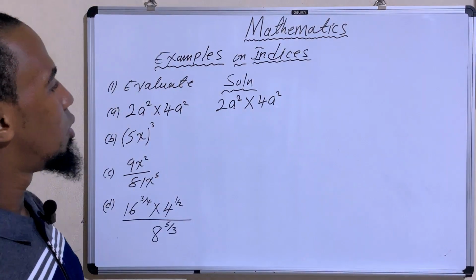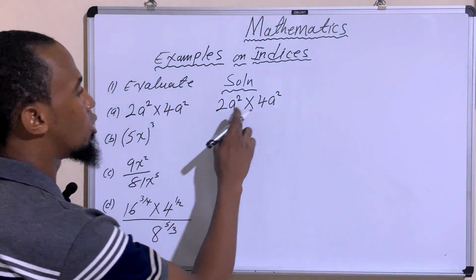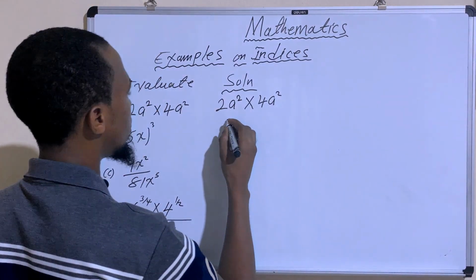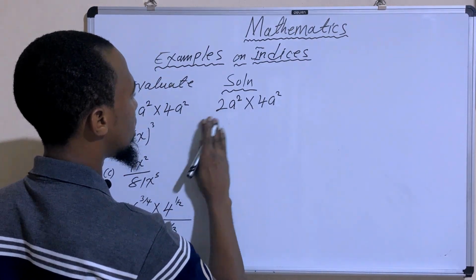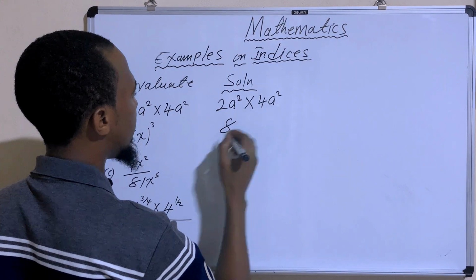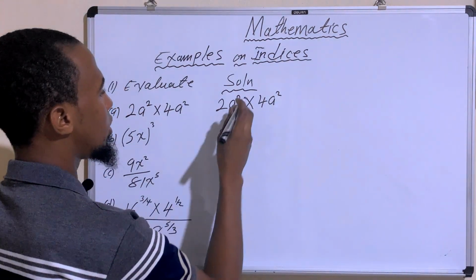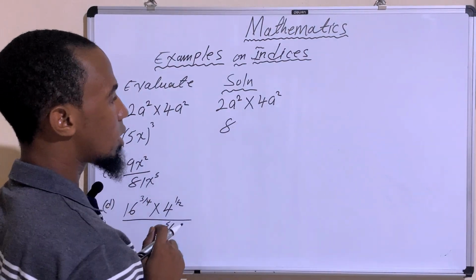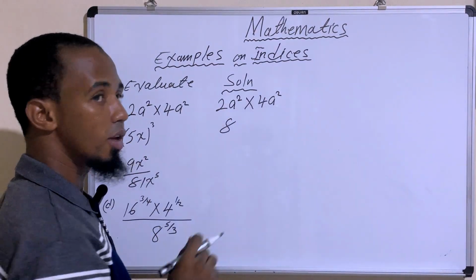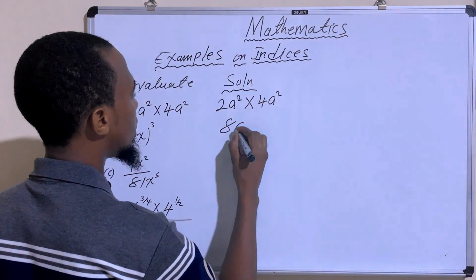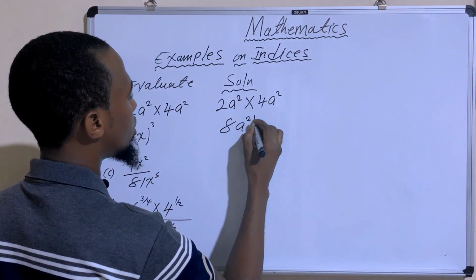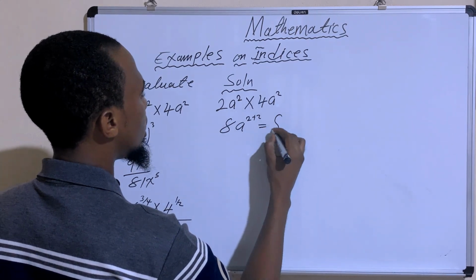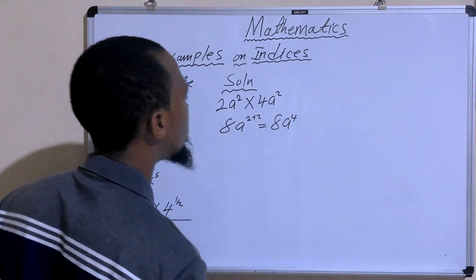Now here we just need to first of all multiply the numbers, because those ones we can multiply them together. 2 times 4, that is going to give us 8. A times a, we know that these are variables here. We cannot multiply them, but we can take one of the variables and add the powers. That is going to be a to the power 2 plus 2, that is going to give us 8a to the power 4.